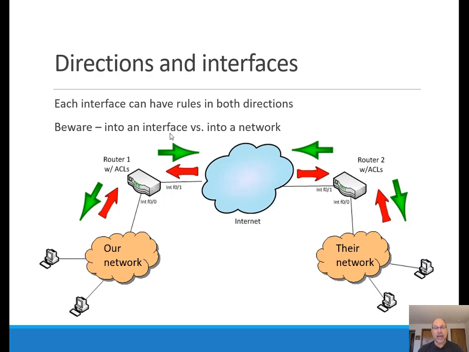Or I could say out of interface F0/1. Or I could say into, on router number 2, F0/1, and on router number 2 I could say out of F0/0. All those would be the same. Now that's traffic flowing in a particular direction from the perspective of the interfaces.